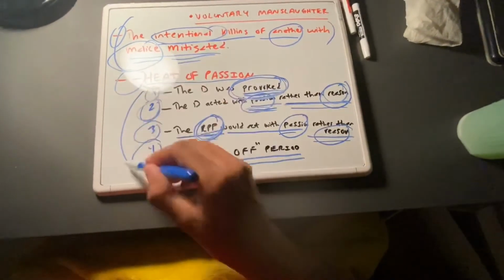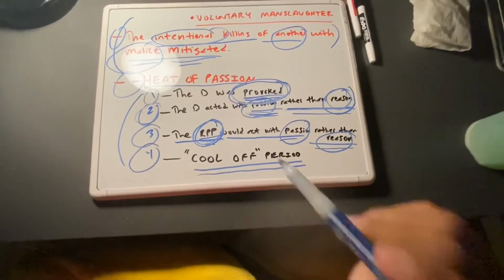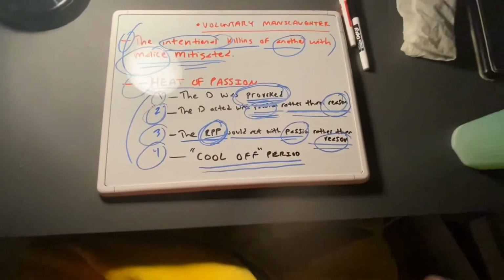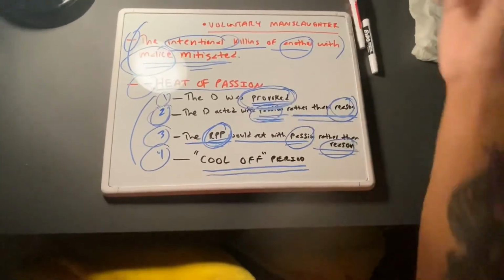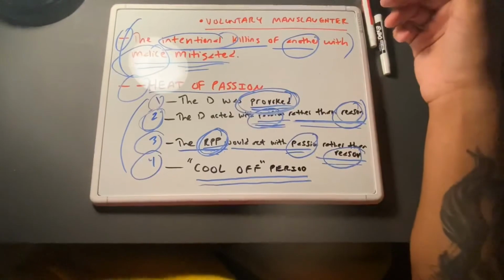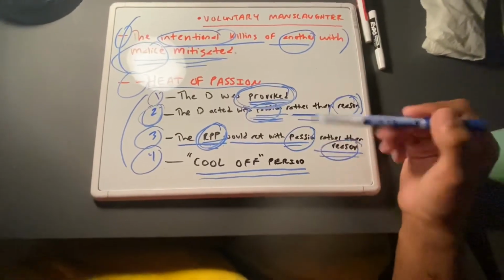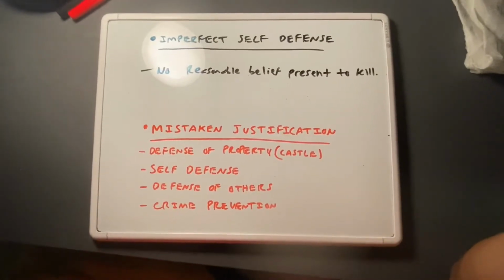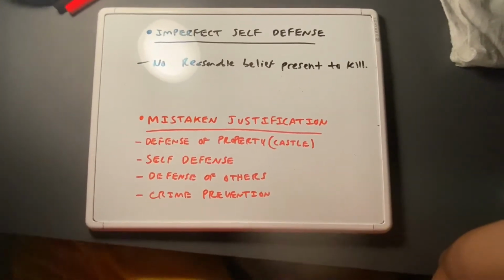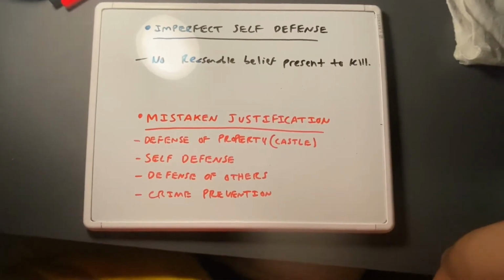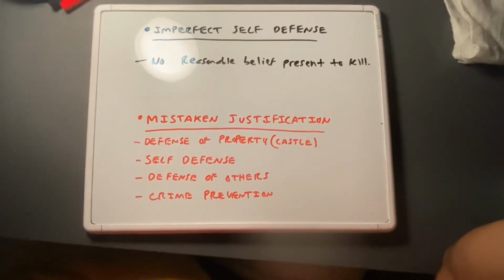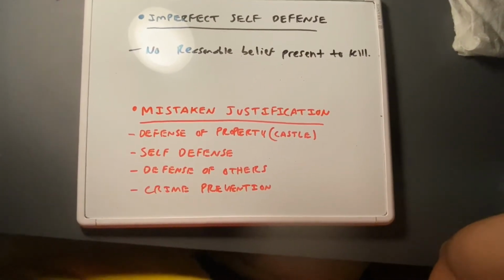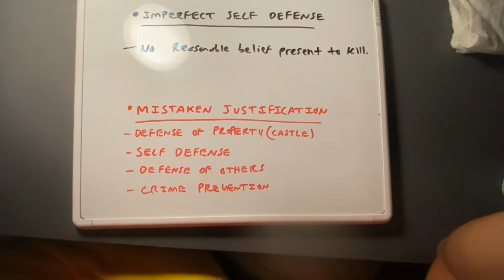So all 4 elements here must be satisfied in order for the defendant to raise the heat of passion in order to mitigate his or her charge down from first degree murder, or even murder, to voluntary manslaughter because of the heat of passion. And the last 2 critical things to understand with voluntary manslaughter are imperfect self-defense and mistaken justification. So let's start at the top of the board to the bottom by talking about imperfect self-defense.